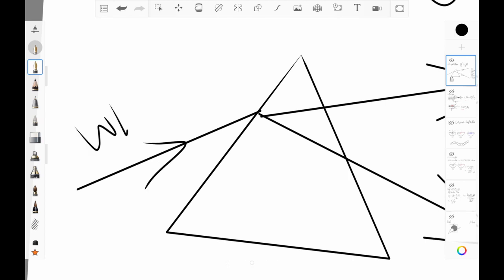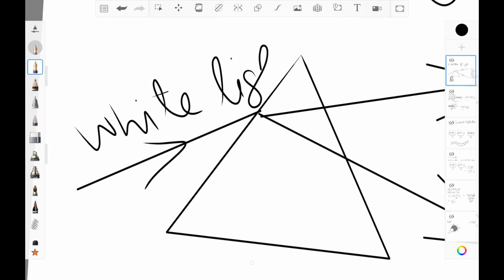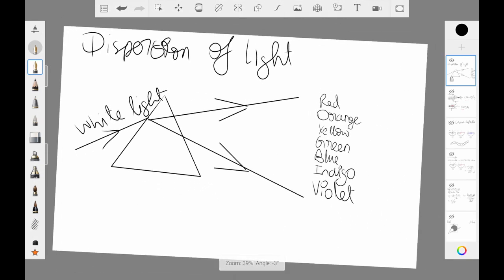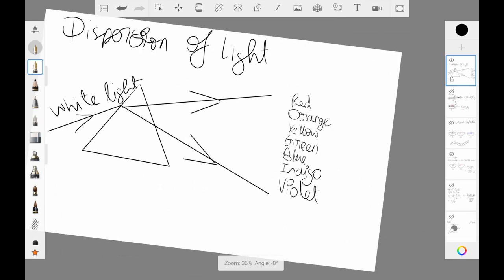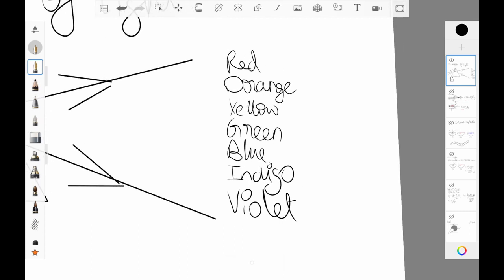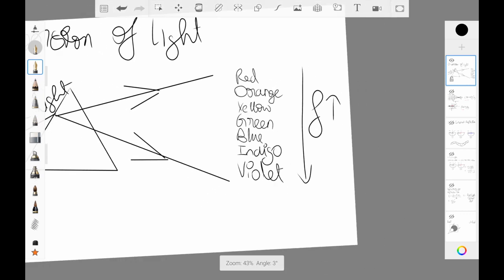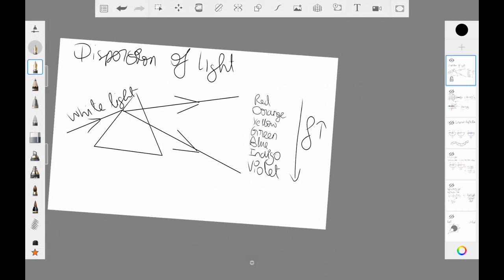So this is white light. It's the process of separating visible white light into its component band of colors. Now the colors are in this specific order: red, orange, yellow, green, blue, indigo, violet. You should remember this from checkpoint. As you go down the list, the frequency increases.